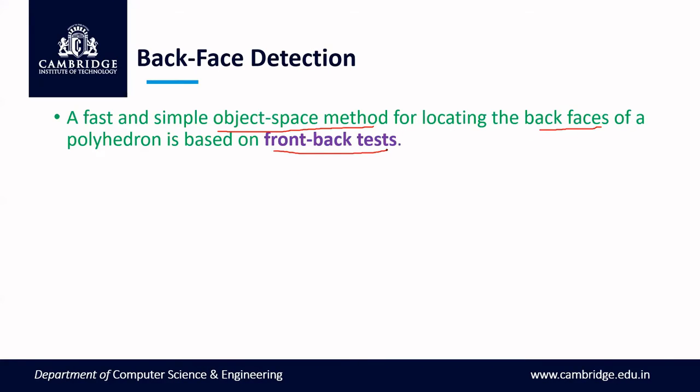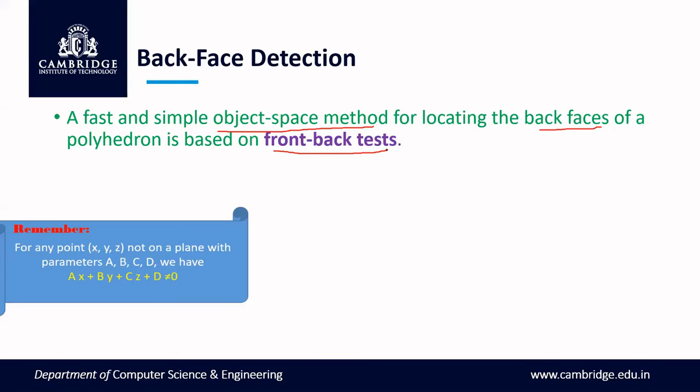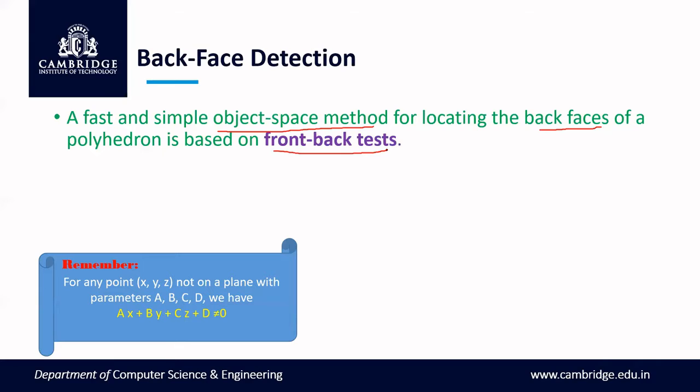test. I don't know whether you remember the front back test that we have done in the first module. We have a front back test. I'll just give you a glance of it. What happens with respect to the front back test? For any point XYZ not on a plane with parameters A, B, C, D, the plane parameters, okay, it's a polygon, any kind of a plane boundary, that gives my ABCD. We have AX plus BY plus CZ plus D is not equal to 0.